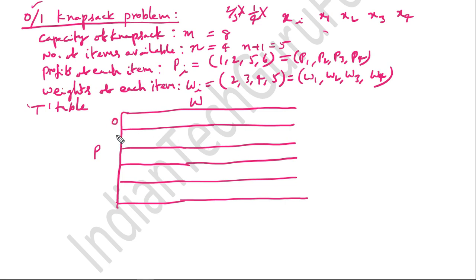So name them 0, 1, 2, 3, 4. That is, we need to consider the 0 object also: 0 object, 1 object, 2 object, 3 object, 4 object. So here the rows represent the objects, that is, the items.